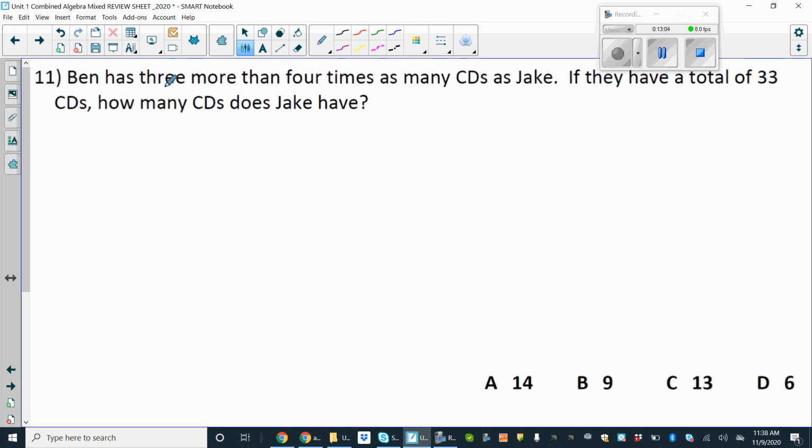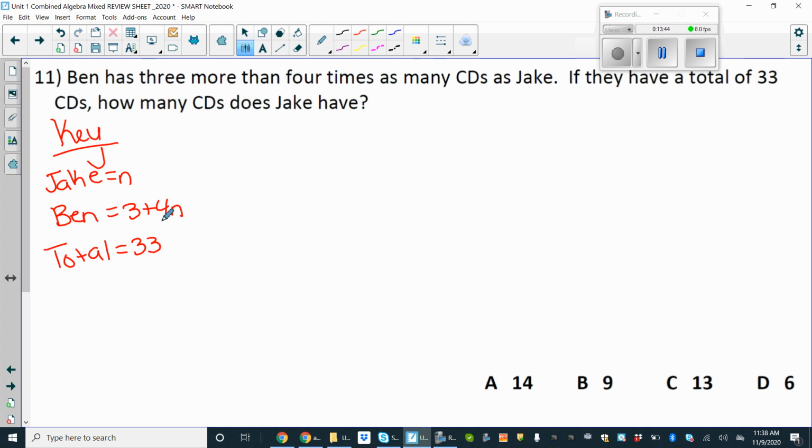11. Ben has 3 more than 4 times as many CDs as Jake. If they have a total of 33 CDs, how many CDs does Jake have? So Ben has 3 more than 4 times as many CDs as Jake. So I'm going to make a key. We have Jake has N CDs, and Ben has 3 more than 4 times as many as Jake. Their total is 33 CDs.